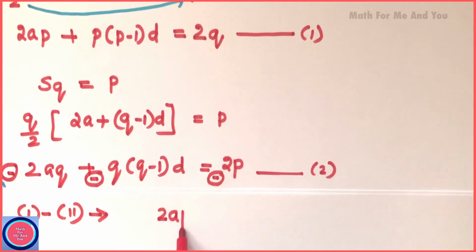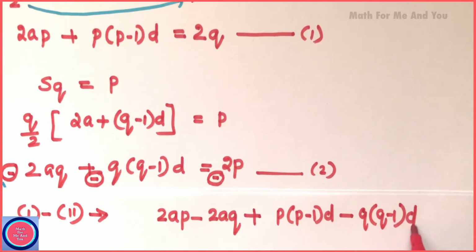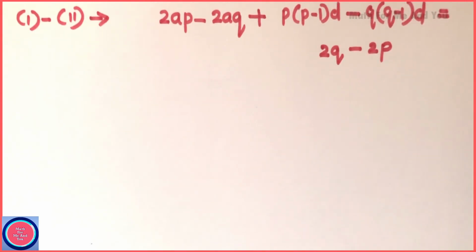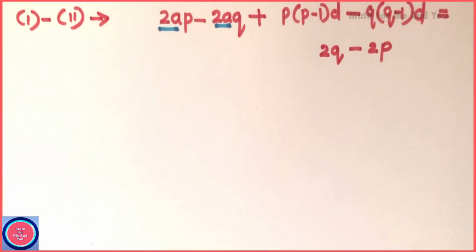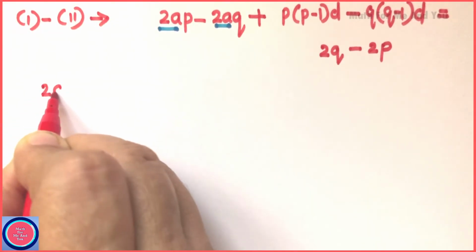The first terms we subtract: 2ap minus 2aq. Now the second terms. In equation number 1, it is plus p times (p minus 1) into d, minus equation number 2, the corresponding term is q times (q minus 1) into d, equals 2q minus 2p. Then we can simplify. Consider the first two terms and take the common factor 2a outside. So we write 2a, then open a bracket, the remaining terms p minus q.